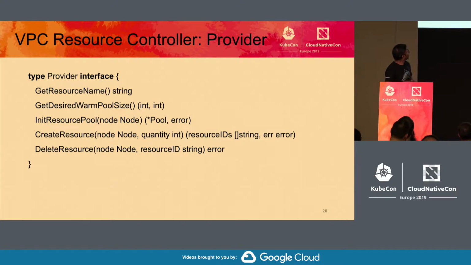Let's look at the provider interface. The provider interface basically has 5 methods. The first is called get resource name, that basically just defines the name of the resource. And then you can tweak your warm pool settings for the resource you're planning to create and delete. The method called init resource pool is for the initial setup of the resource pool for this particular resource. Create resource is used to create a given quantity of a given resource on a given node, and delete is just used to free up the resource on the given node.